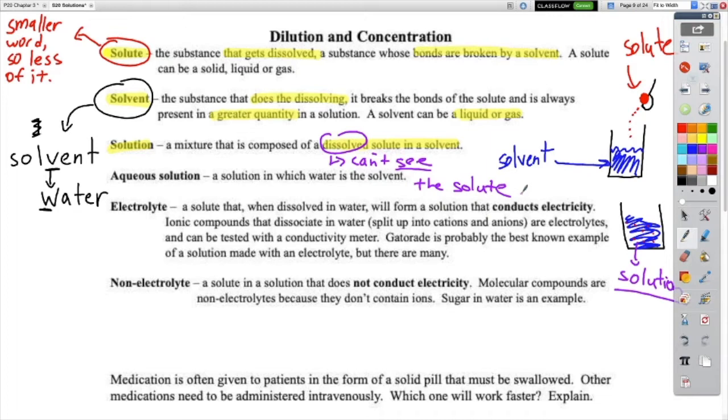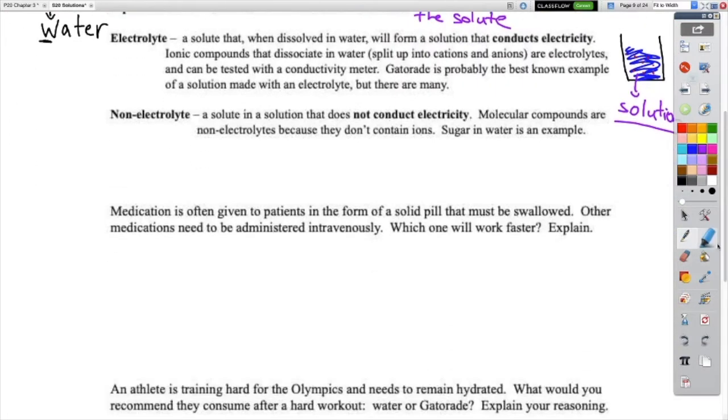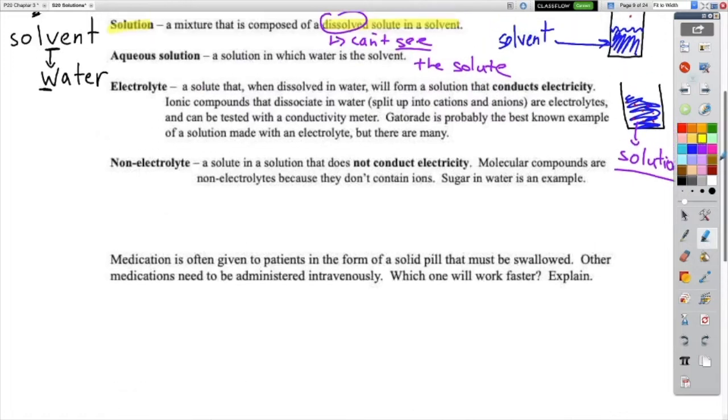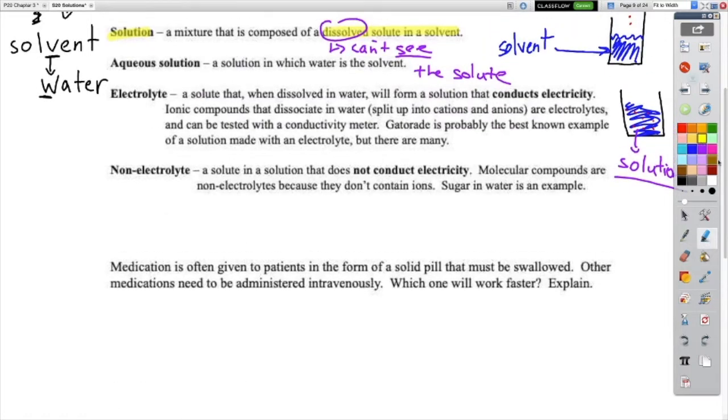Okay, now here's our next two very important definitions. From the name, they kind of give away what they're about, right? It's one of those science naming things that they did a good job. It makes sense when you read it. So electrolyte, okay? An electrolyte is a solute that when you dissolve it in water, so water in this case would be our solvent, we dissolve the solute in the solvent, and when we do that, it'll make a solution. Solute plus solvent makes a solution. What makes the solute an electrolyte is when we make that solution, it conducts electricity, okay?